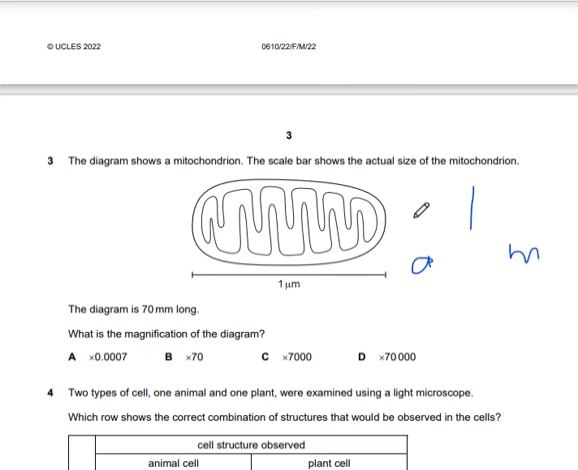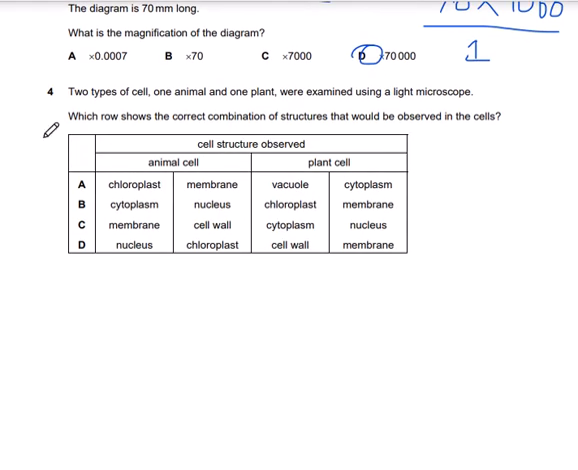Image actual magnification. They said that the actual size is represented in the diagram, right? So that makes it 1, and then the image size is 70. We need to change the micrometer to 2 millimeter. That makes it 70,000.